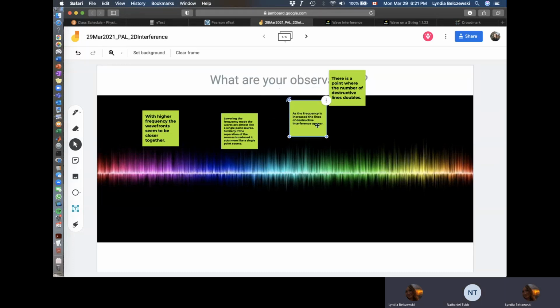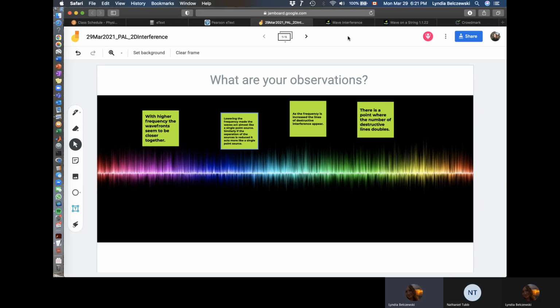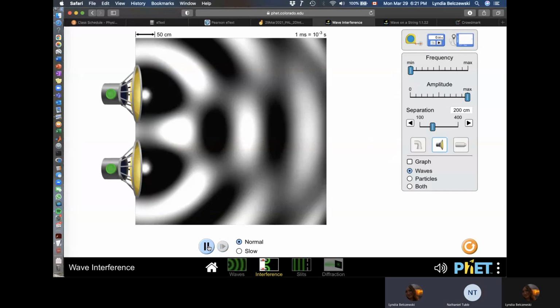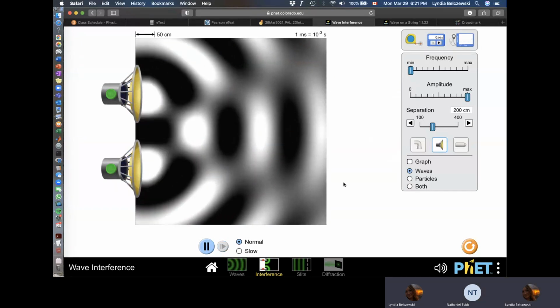Oh, let me see. Sorry, for the second one? Yes, the second one. Lowering the frequency. Yeah, I pretty much just had the frequency set on the lowest setting, and then I was playing around with the separation of the sources. Nice, yeah.